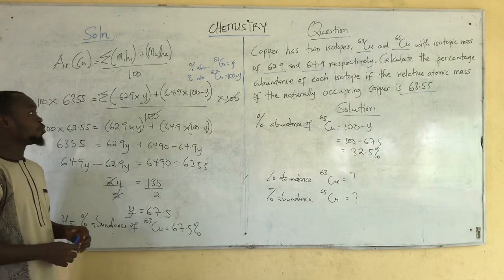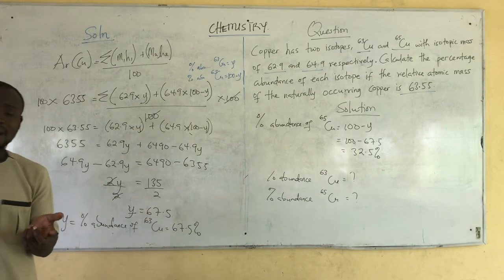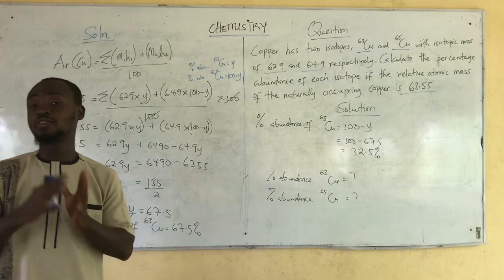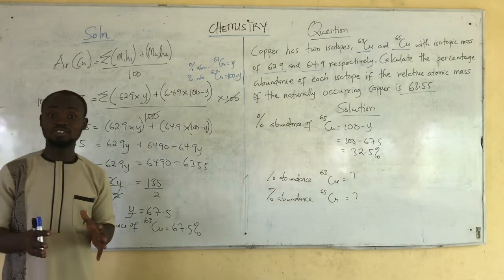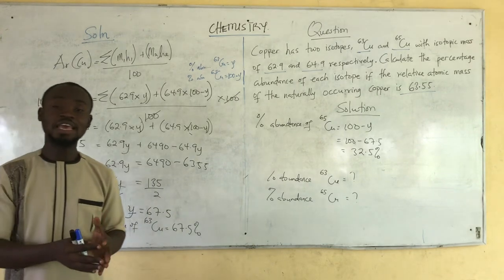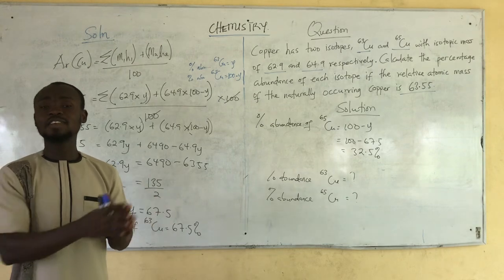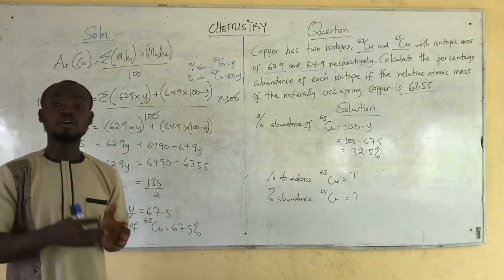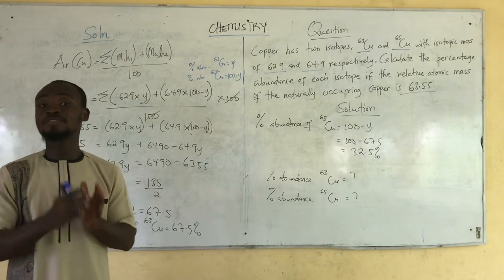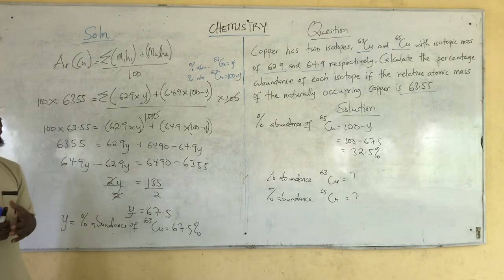Is that okay? So anytime you are given a question like this, where you are given the relative atomic mass of the element and the masses of the isotopes, and you're asked to calculate the abundance, whether in percentage form or fractional form, we use the same ideology. We let a variable represent one of the abundances. And then the other one becomes 100 minus that variable if it is in percentage. If it is in fraction, if one is y, the other one becomes 1 minus y. But if it is in percentage, if one is y, the other one becomes 100 minus y. Is that okay? Now let's look at another problem as well.